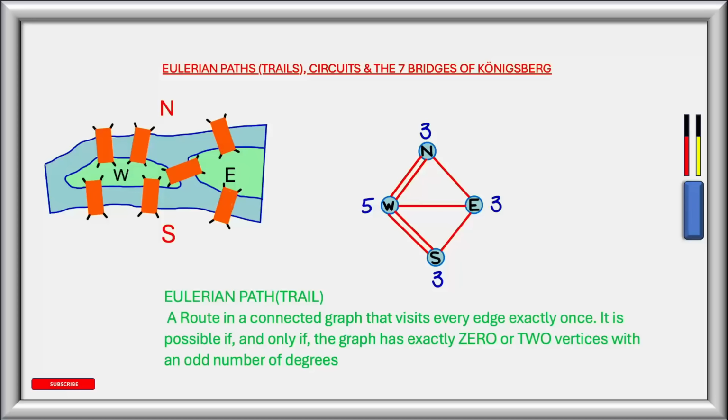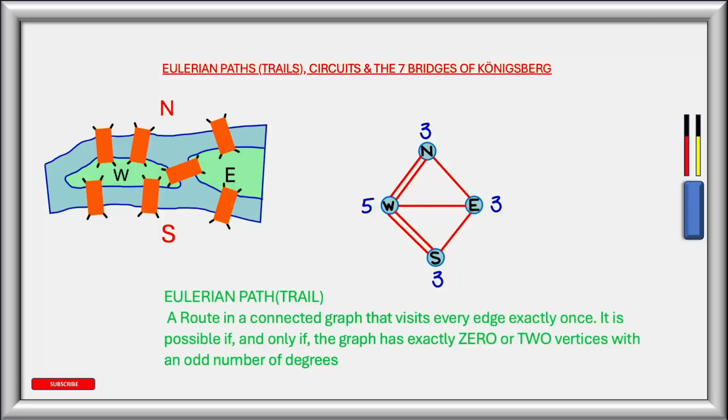This is a route in a connected graph that visits every edge exactly once. It's possible if and only if the graph has exactly 0 or 2 vertices with an odd number of degrees. I say connected graph because if the graph is in 2 separate pieces, you obviously can't walk between them. And I use the word trail because in graph theory, a trail means we never repeat an edge, which is at the heart of this puzzle.